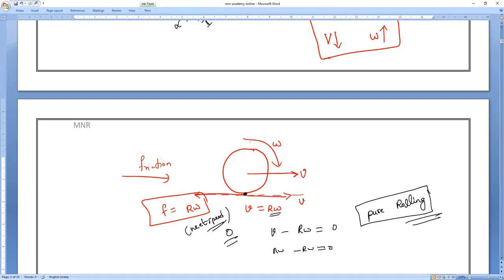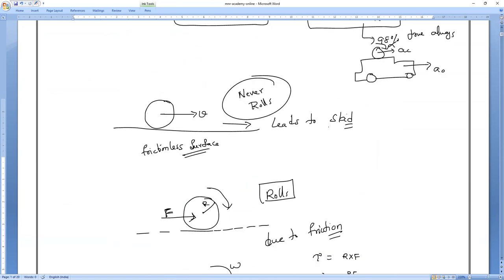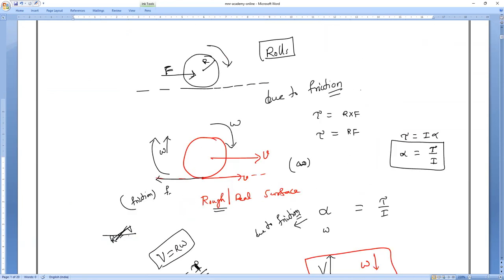Anybody having any doubt, you can ask. So this is what it is. A frictionless surface will never lead to pure rolling. A frictionless surface always leads to skidding. Only due to friction is it possible for the object to roll, whether it is a disc, a sphere, a ring, or whatever it is. It rotates only because of friction. That is what you have to remember.